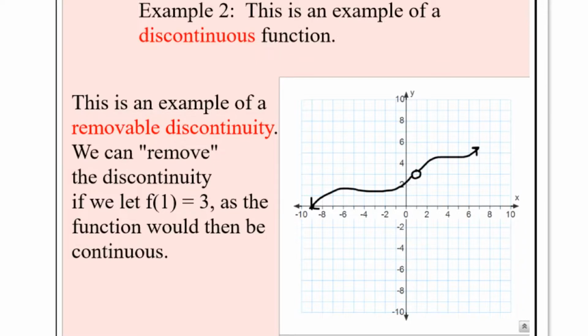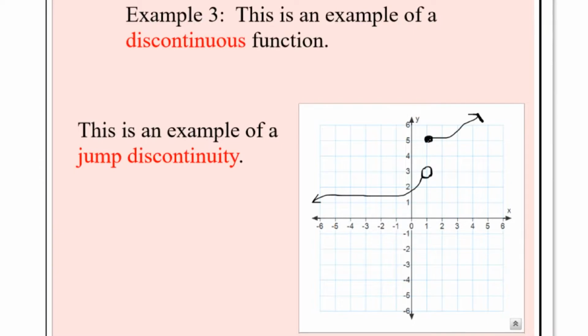For example, in this particular example, if you let f(1) equal 3, as defined, that would fill the hole, and then it would be continuous. So we can make this a continuous function by filling the hole. The hole basically makes it a discontinuity. That's why it's called removable discontinuity. So once again, if there's a hole in the curve, it's called removable discontinuity.